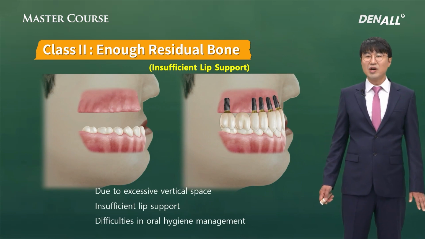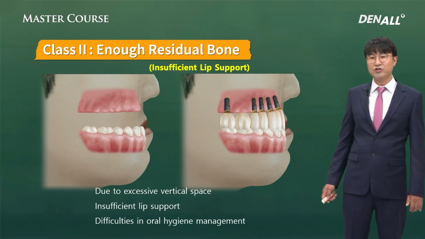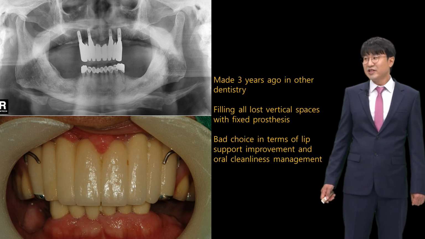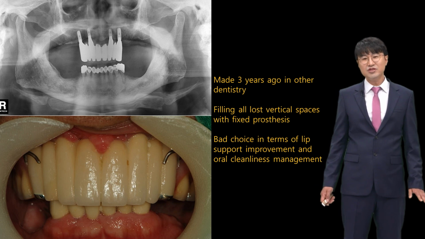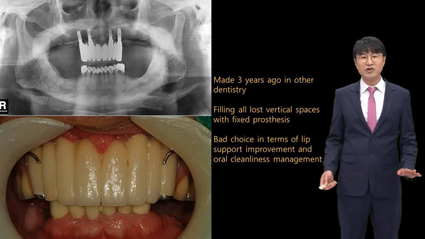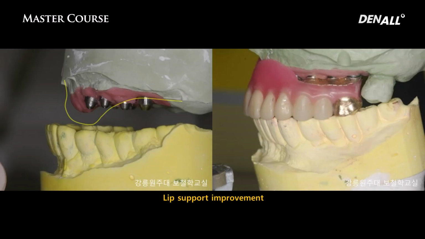So vertical space, if it's too excessive and you use a fixed prosthesis, then oral hygiene management might be very difficult. As I showed you in another lecture, it was done 3 years ago by another dentist. Filling all the lost vertical space with a fixed prosthesis makes oral hygiene management very difficult. So how do I restore in this case? I'm going to talk about that a bit later. If there's insufficient lip support, then a removable prosthesis can be of help.